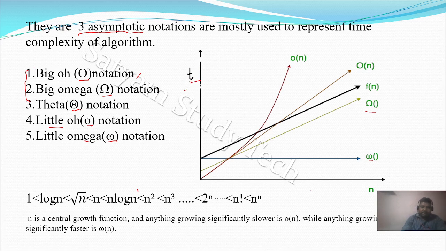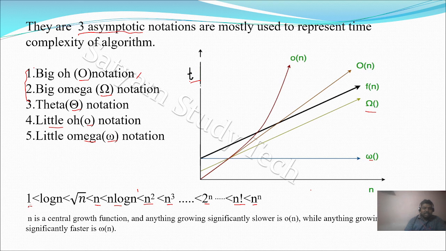Now you can see, for example, the time complexities of some algorithms represented in ascending order: 1 less than log n less than square root of n less than n less than n log n less than n square less than n cube and so on, less than 2 power n and so on, less than n factorial less than n power n. These are the different types of time complexities.